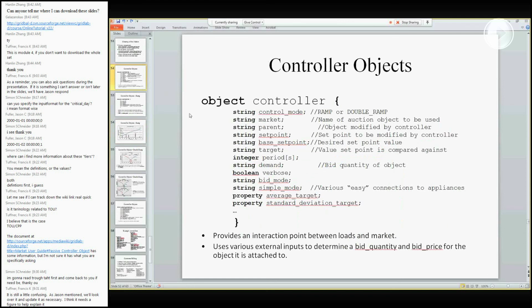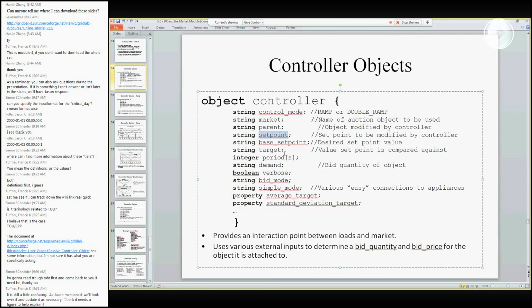So again, that was kind of just a broad overview of what this controller is trying to do. Now here's back to how do you actually do it. Again, we're looking at which market do we want to talk to. We set a parent inside the controller, which tells it which device we're trying to control. In this case, we're looking at, say, for example, an HVAC system. So we'd set this as the child to a house.